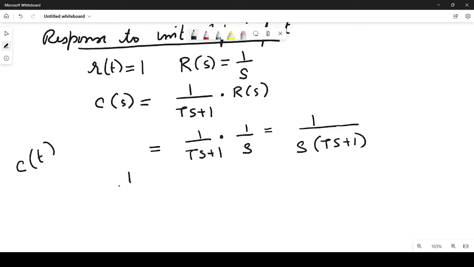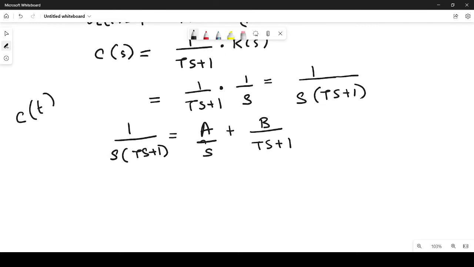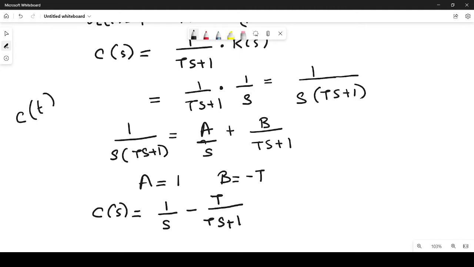So let us take the partial fraction expansion, that is 1/(s(τs + 1)) is equal to A/s + B/(τs + 1). When you do this partial fraction expansion, you will be getting A is equal to 1 and B is equal to minus τ. Now substituting in this equation, C(s) is A/s + B/(τs + 1). So A is 1, so it is 1/s, and B is minus τ, so minus τ/(τs + 1). So this is what you are getting for C(s).